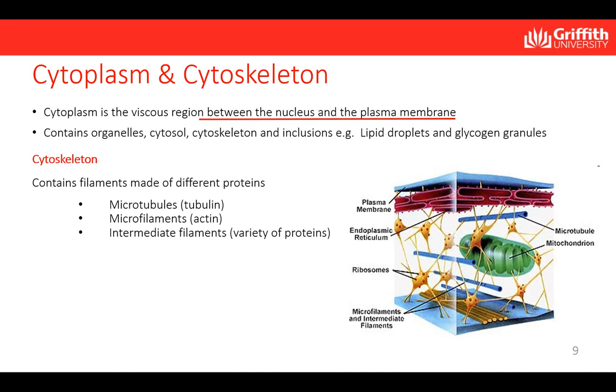There are 3 different kinds of filaments in a cytoskeleton, which are made up of different proteins. The microtubules are made up of tubulin, microfilaments are made up of actin, and intermediate filaments are made up of a variety of proteins. These filaments are needed to maintain the cell shape and act as anchoring points for various organelles. They also play a key role in cell division and movement of the cell. Now let's discuss each of these filaments separately.